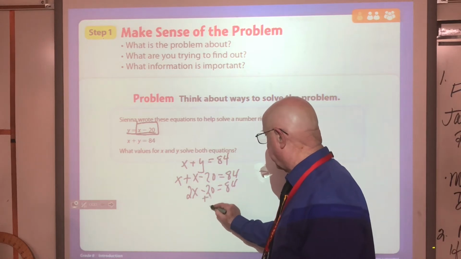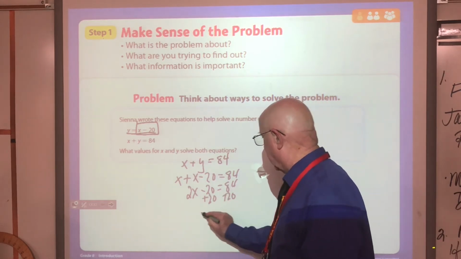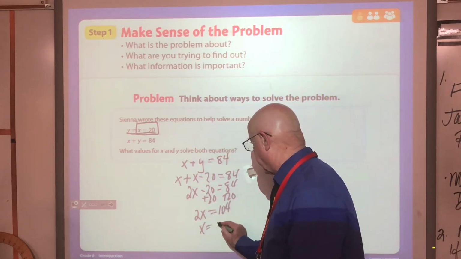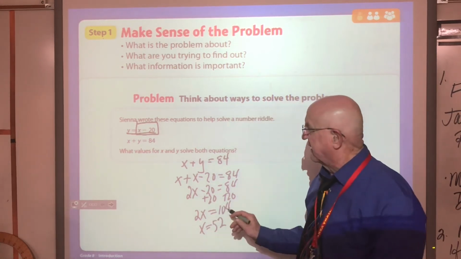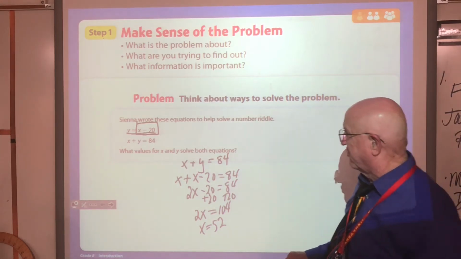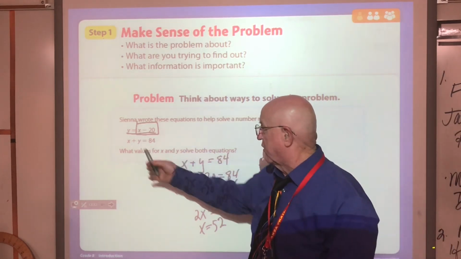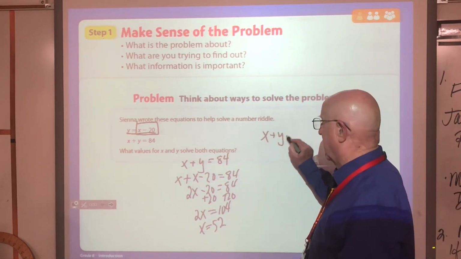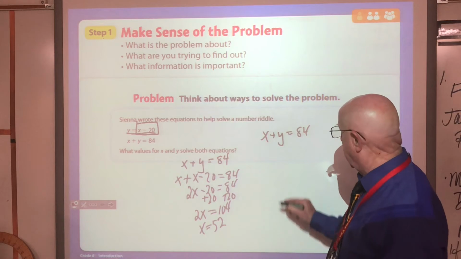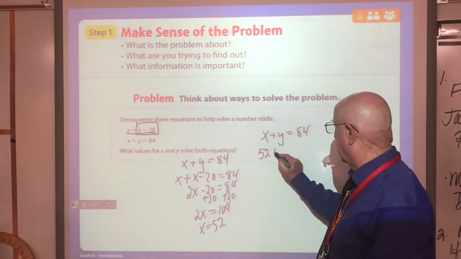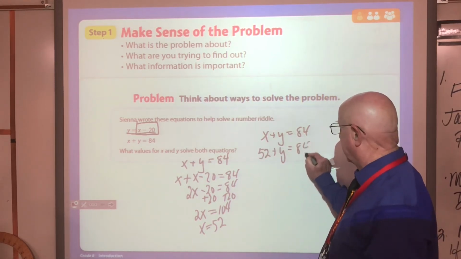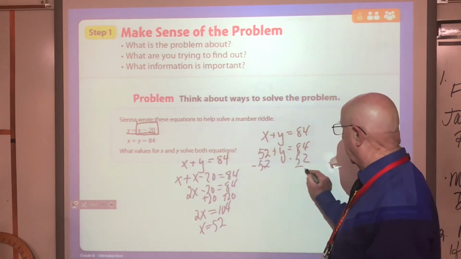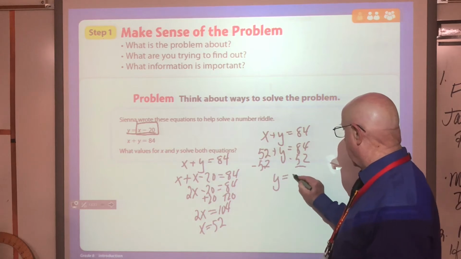That gives me 2x minus 20 is equal to 84. So I add 20 to both sides, and I get 2x is equal to 104, and x would be equal to 52. Now I take that 52 and I substitute it into this other equation. I get x plus y is equal to 84, right? And so I get 52 plus y equal 84. Subtract 52 from both sides, and I'll get y is equal to 32.